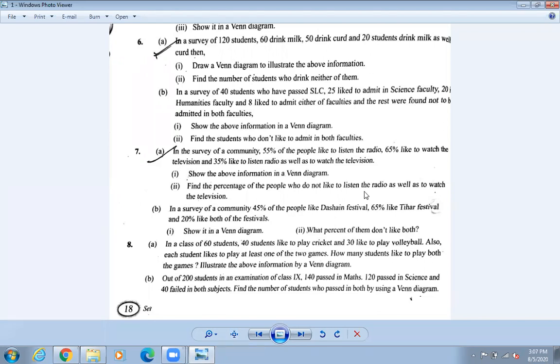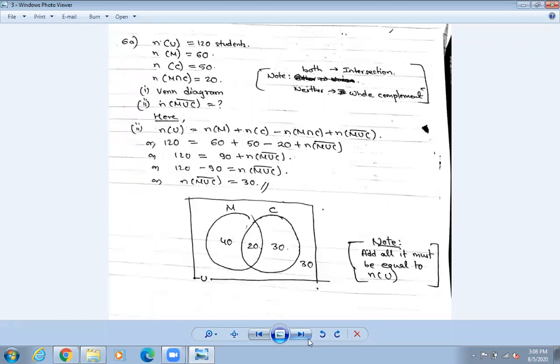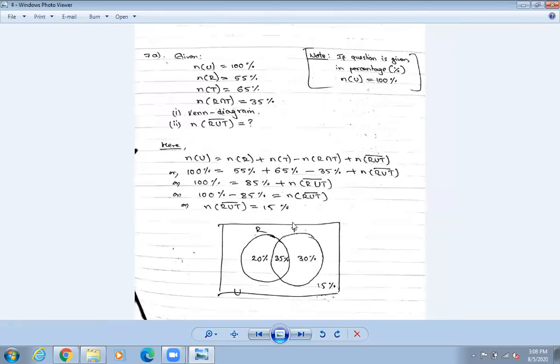So who do not like to listen to radio and television? You, mobile. Okay, that's why they don't like to listen to radio, they don't like to watch television also. That means it is complement. Okay, so what is the value of complement? That you need to find out. Okay, so complement nikala hare.